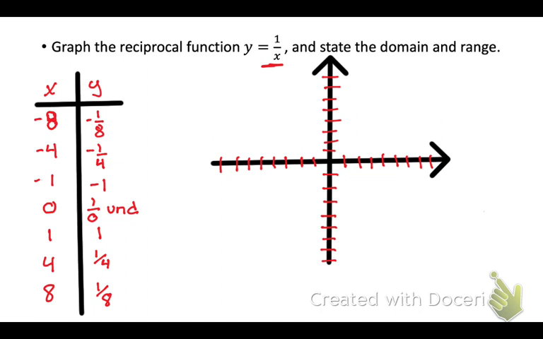Well, when I put in negative 8, I get negative 1/8. So that's really close to the x-axis, isn't it? When I put in negative 4, I get negative 1/4, which isn't much, right? And when I put in negative 1, I get negative 1. And then 1 is 1, 4 is 1/4, and 8 was 1/8. I really don't know what happens to this, do you?